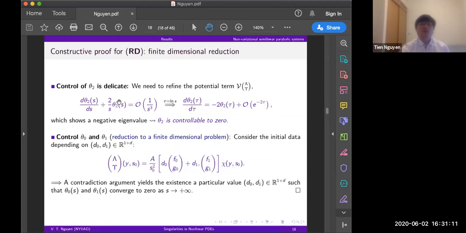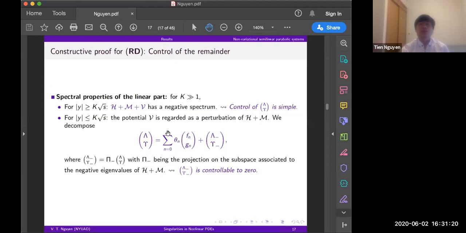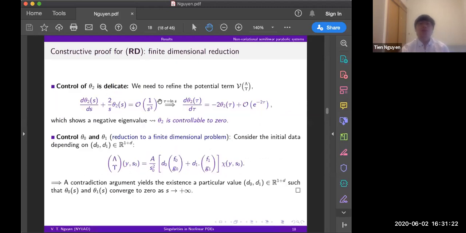So now we need to control theta 0, theta 1, theta 2. We just put the decomposition into the equation and project on the first three modes. We end up with the ODE satisfied by theta 2. And with a transformation in time by tau equal to log s, we see that theta 2 decays. So it means that theta 2 is controlled to zero as well.